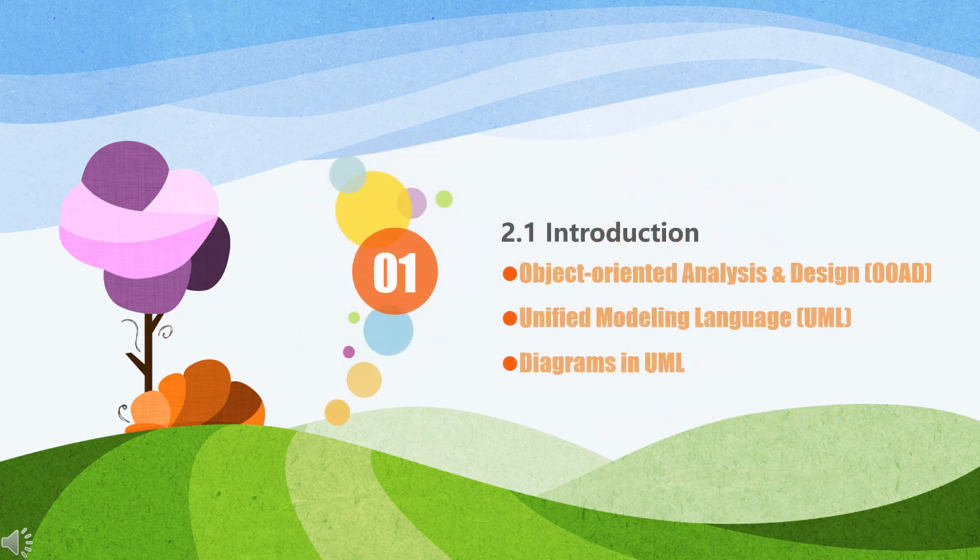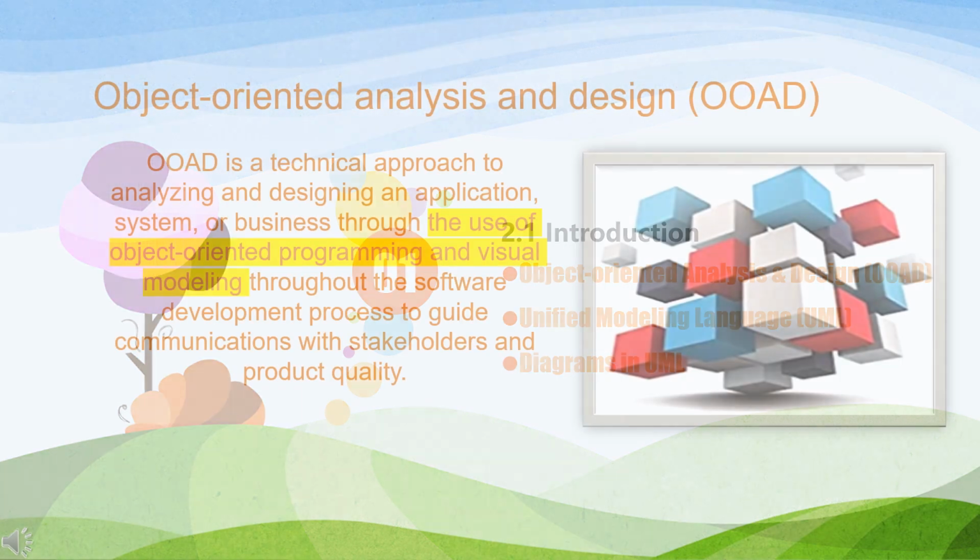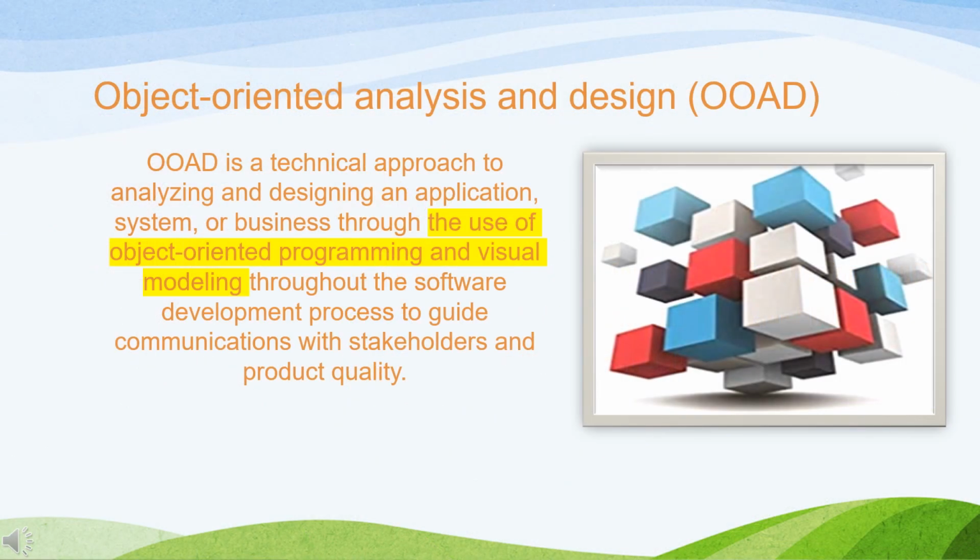As an introduction topic, we further divide it into 3 subtopics, which are object-oriented analysis and design, then UML, and the last one is diagrams in UML. Object-oriented analysis and design, abbreviated as OOAD, is a popular technical approach for analyzing and designing an application, system, or business by applying the object-oriented paradigm and visual modeling throughout the development life cycle for better communication and product quality.